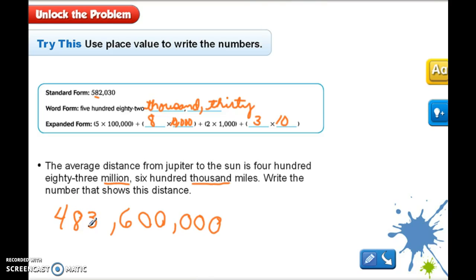Now, you could do this the other way. You could say, well, 483 million. So there's 483. Let's put our comma. Then we could think, okay, we're in the thousands. How many thousands do we have? 600. And then there is nothing in the ones period. So if backwards is confusing, forwards is okay.